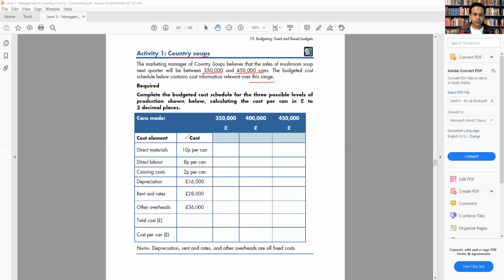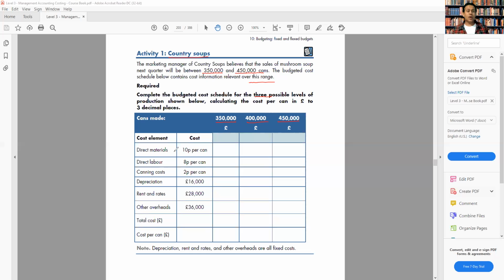Okay, so they said three possible production levels. What if my production is 350,000? What if the production is 400? What if the production is 450? So you want to see the picture at all three levels. Okay, that's very simple. So let's do that.